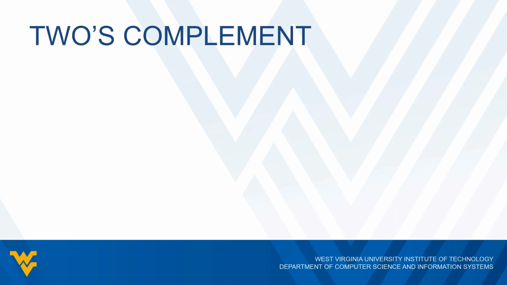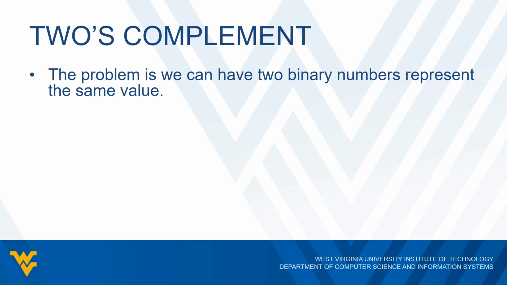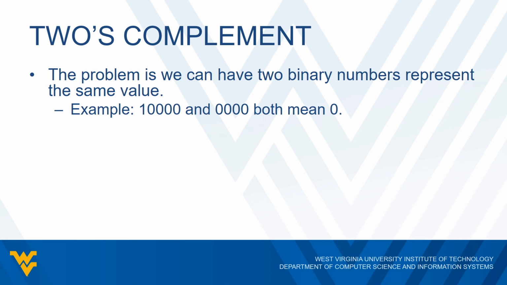The one problem with how we're representing negative values is that we could have two numbers represent the exact same value. In other words, we can have two different binary values to represent the same number. So for example, I can have 10000 and 00000 both mean zero, which doesn't really make much sense.